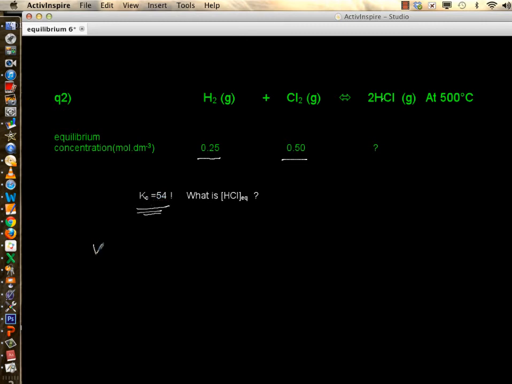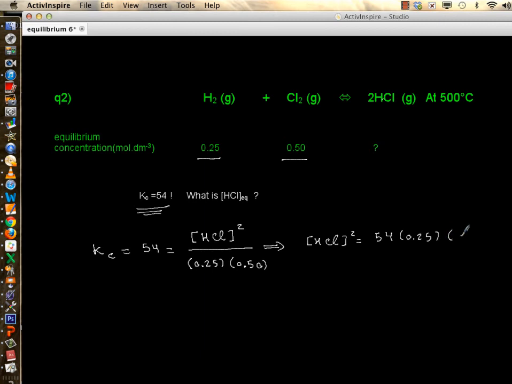If that's the case, let's just write it. Kc equals 54, a number, equals products, HCl raised to power 2, divided by reactants at equilibrium. This time I just plug in numbers if you don't mind. So 0.25 for hydrogen, 0.50 for chlorine. Then let's just see what happens. So hydrogen chloride squared is equal to 54 multiplied by 0.25 multiplied by 0.50.